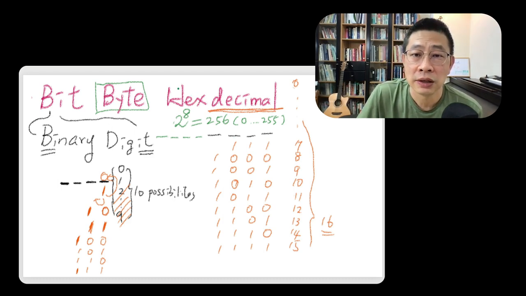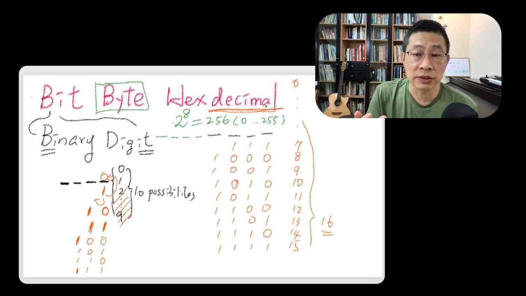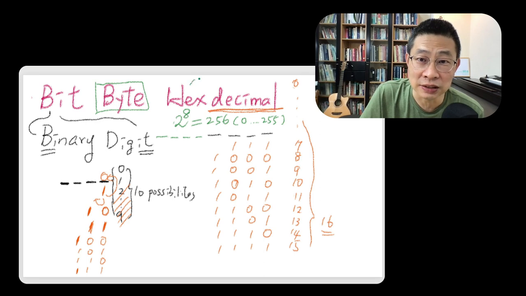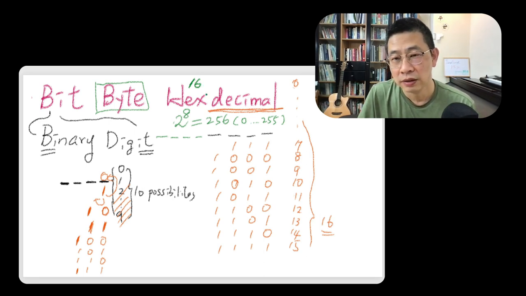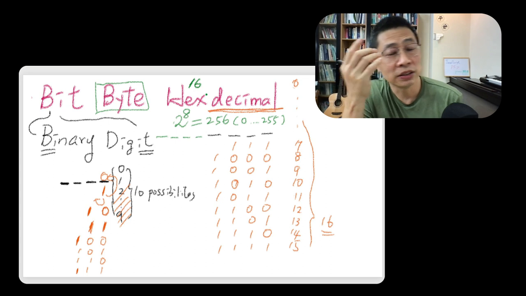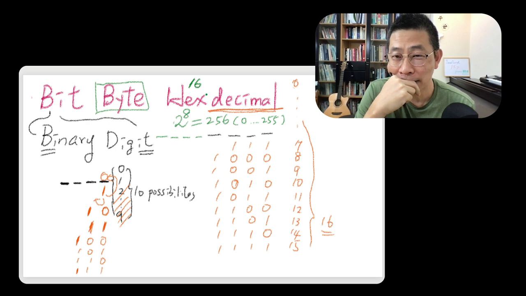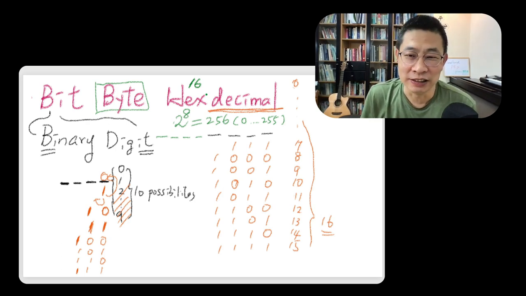Here comes hexadecimal. We talk about decimal, which means the number 10's system, right? But what is hexadecimal? It's the number 16's system. Why do we need this weird system? If we already have the decimal number system, why do we need that? This is the interesting thing.